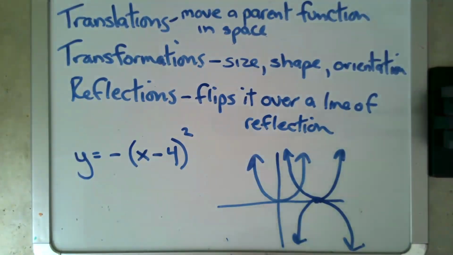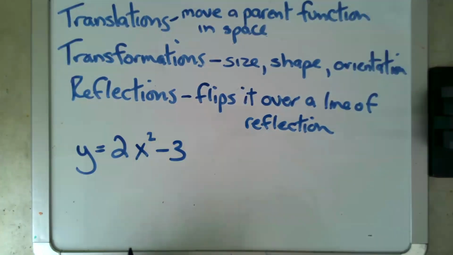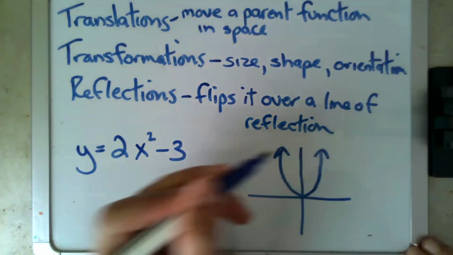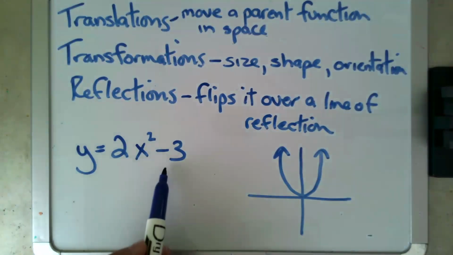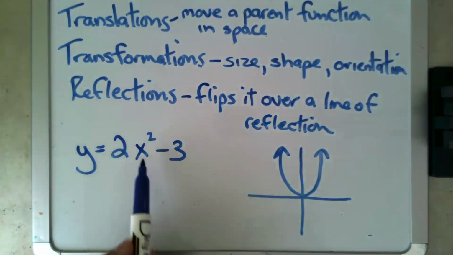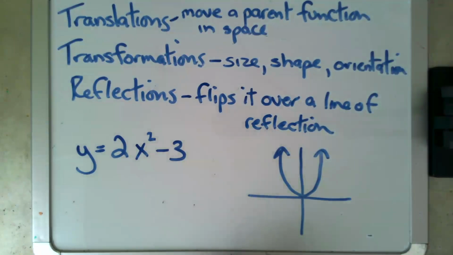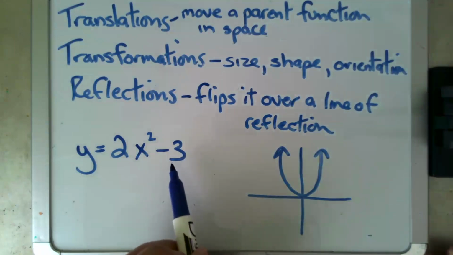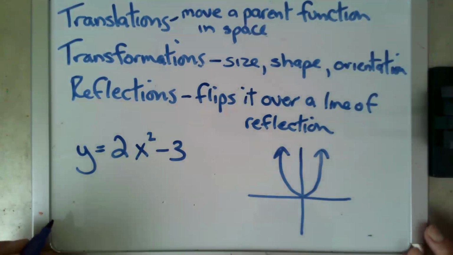All right, let's take a look at another one. Y equals 2x squared minus 3. All right, parent centered at 0, 0. Let's take a look at my translation. This is outside of the x squared, so it is a vertical. Minus 3, vertical goes just as you would expect it.